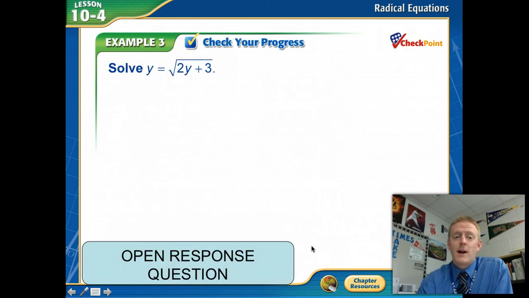So this is the same process that you will use for this problem. This is your open response question. Make sure that you are double checking to find your extraneous solutions.